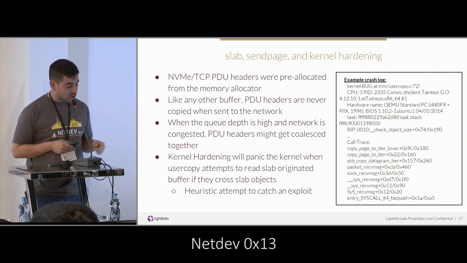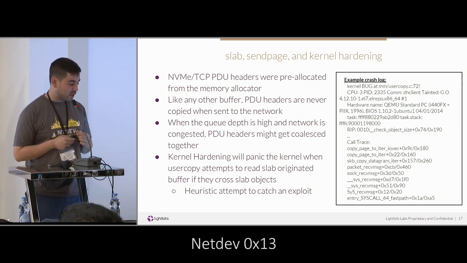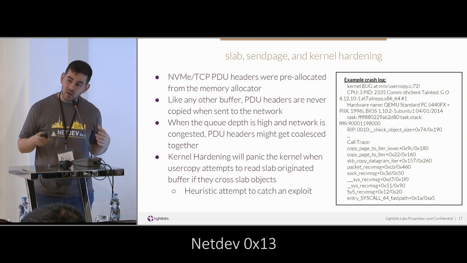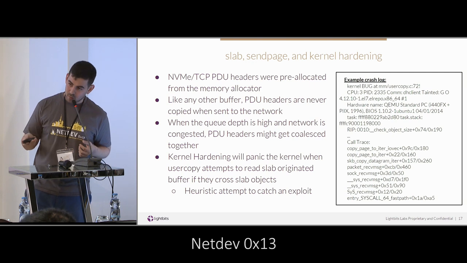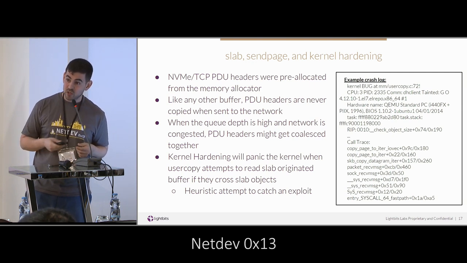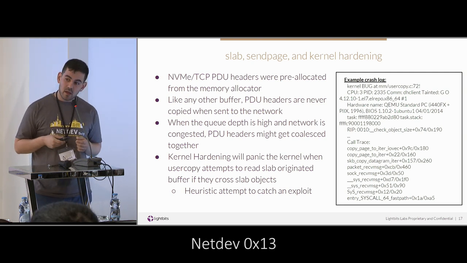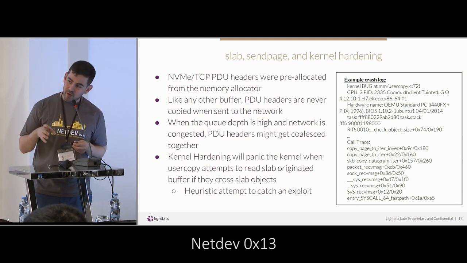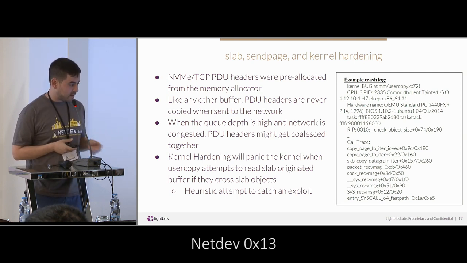But eventually we understood that the kernel will panic when user copy attempts to read a slab-originated buffer if it crosses slab objects. The PDU headers were allocated using the slab. We didn't use the original page allocation, which caused DH client to take some packets and try to parse them. But those packets were from two different slab objects, and the heuristic here says that it can be an attempt to exploit the data.